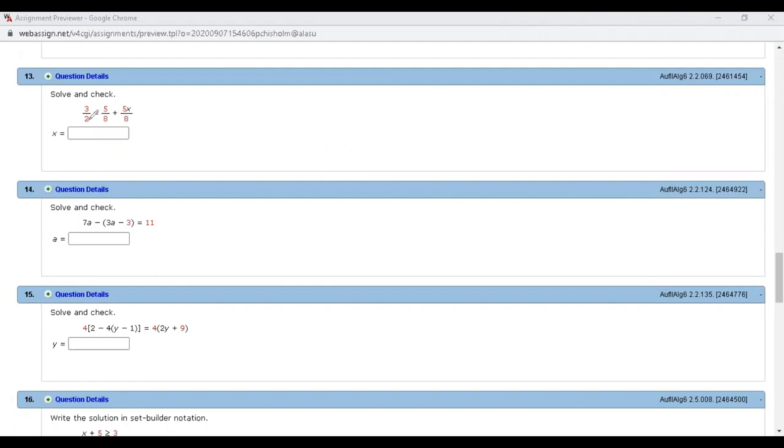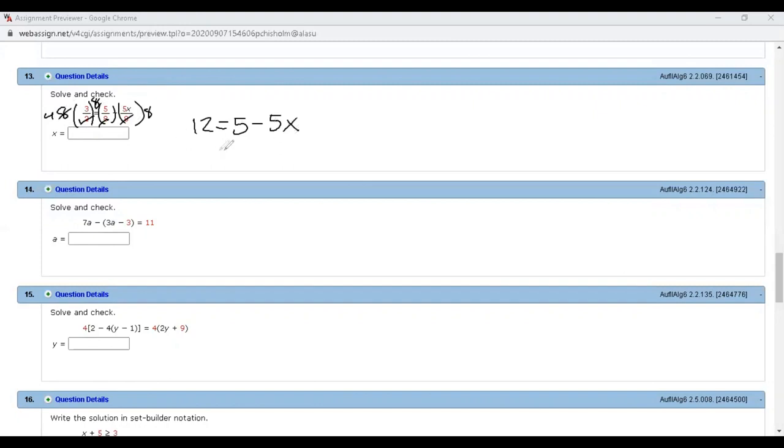Our denominators are 2, 8, and 8. So let's multiply everything by an 8. Okay, so we're multiplying everything by 8. So of course, these two will just be 5 and 5x. And this one, we have 2 goes into 2 once, 2 goes into 8 4 times, so 4 times 3 is 12. So we have 12 equals 5 minus 5x, okay?